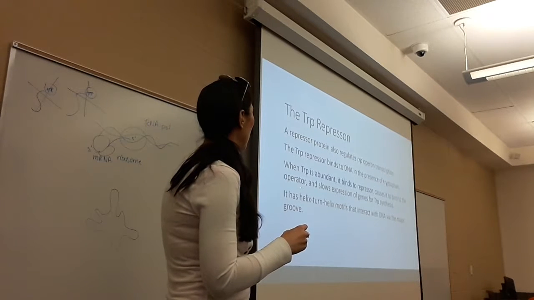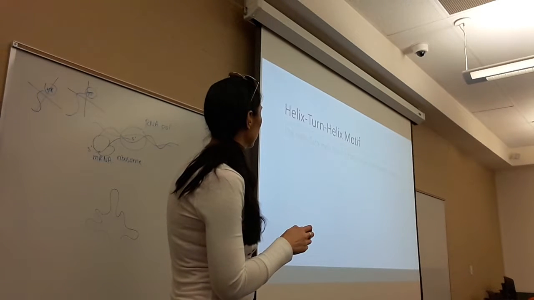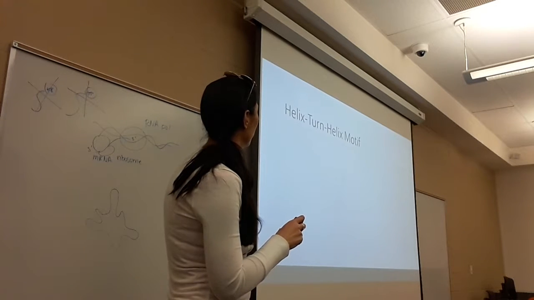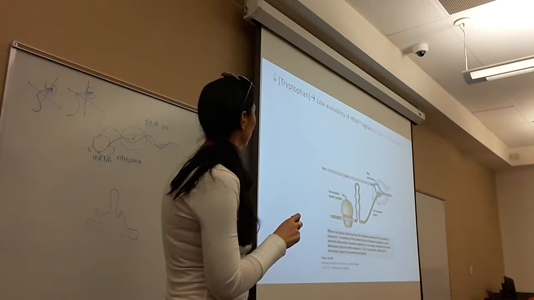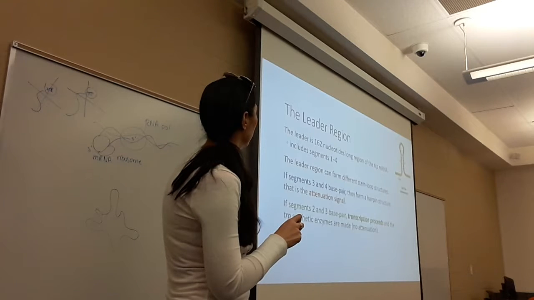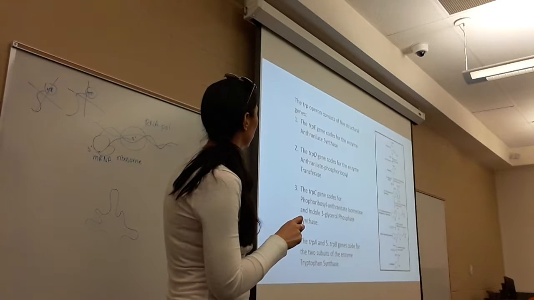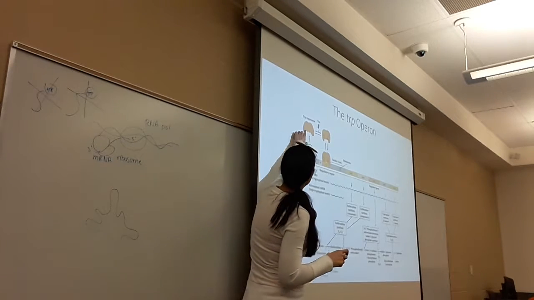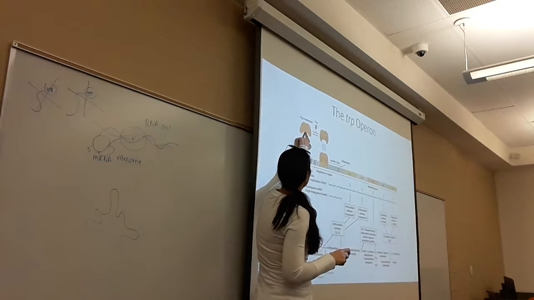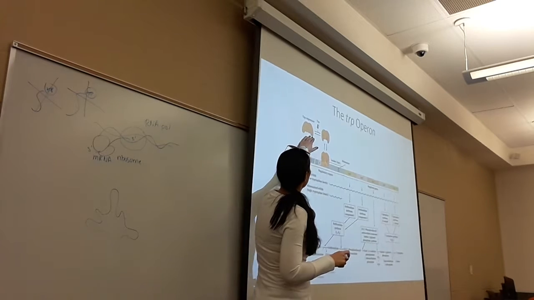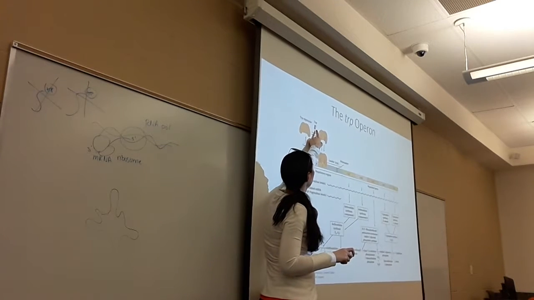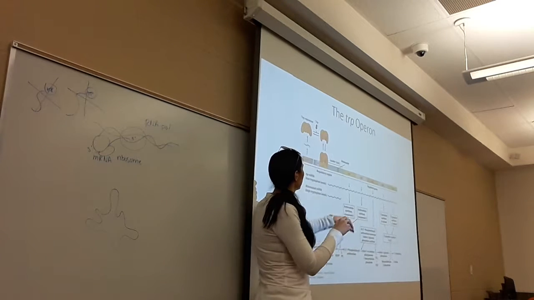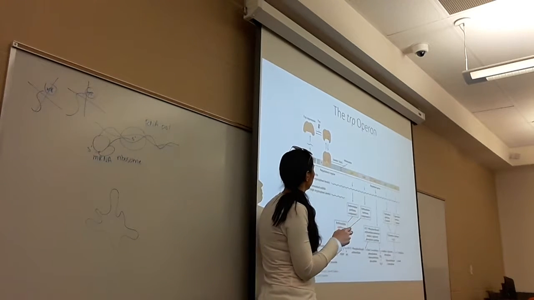So the trp repressor, let me go back to the picture real quick. Okay, so this is the trp repressor. The trp repressor, TrpR, binds to tryptophan. There's plenty of tryptophan around. It binds to the operator sequence and turns off transcription.